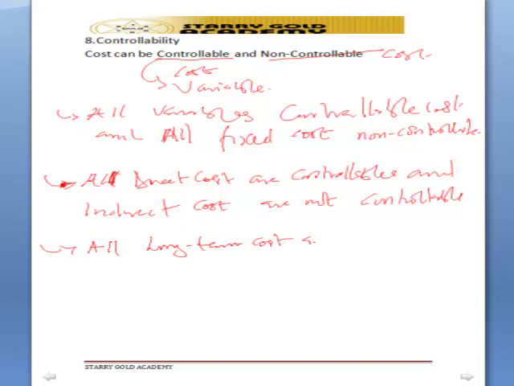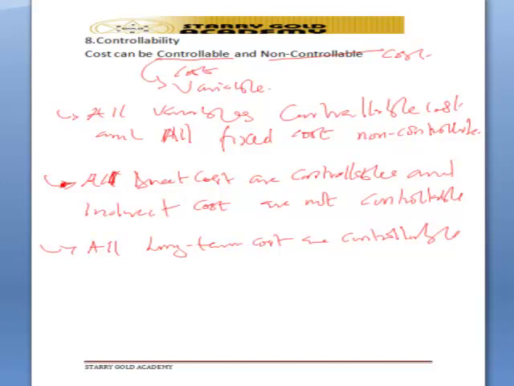There's also another fallacy that states all long-term costs are controllable. Sometimes the time factor and the decision-making authority can make a cost controllable. If the time period is long enough, all costs can be controlled, because long-term is a very long period of production. So it's a fallacy that all costs in the long run are controllable.